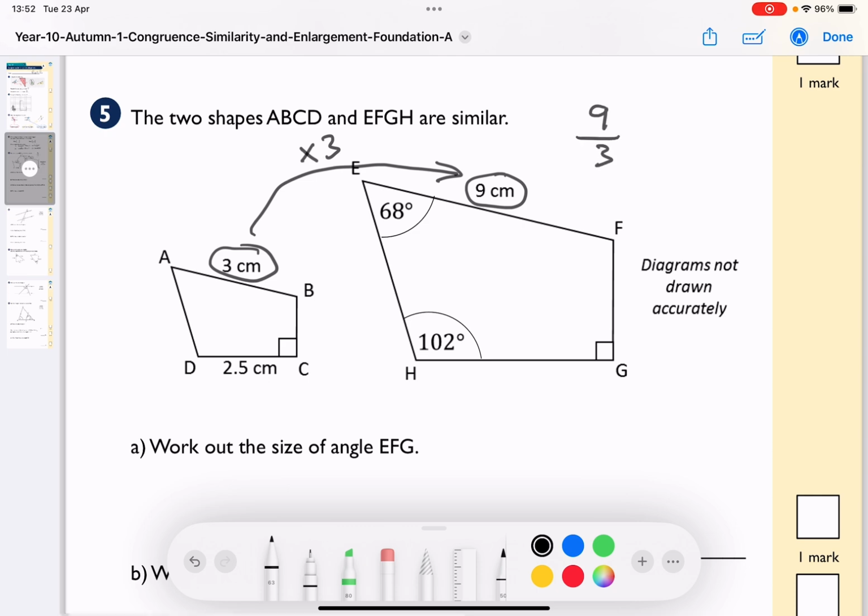If you're never sure of that, do the second divide by the first. So I know that every side is either going to times by 3 if it's going from the small to the big, or divide by 3 if it's going from the big to the small. The thing about angles is they don't change in similar shapes. So this angle here will be 68 degrees, and this angle here will be 102 degrees, and the right angle stays the same.